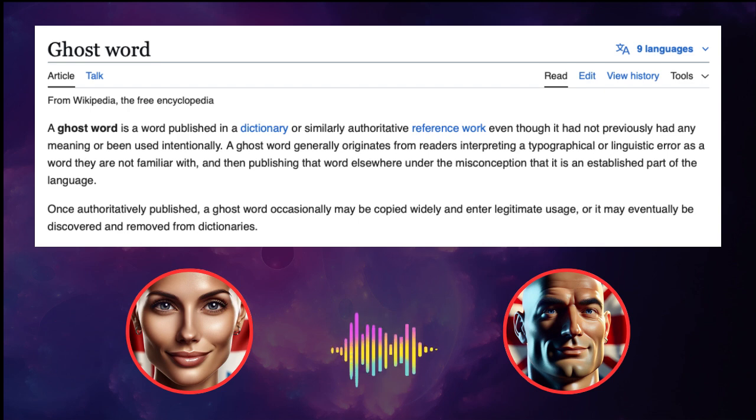Right. These ghost word moments, I think they should encourage us to be more critical thinkers, right? Don't just accept what you read, even from authoritative sources. Dig a little deeper. Question your assumptions about language, and maybe even do a little etymological investigation of your own. It's like being a word detective. You never know what you might unearth.